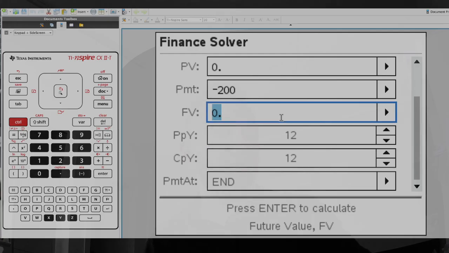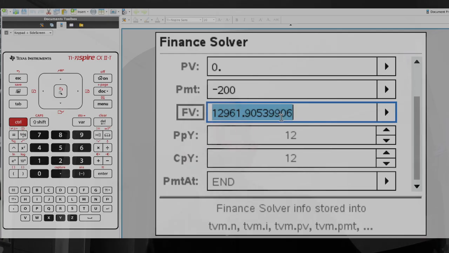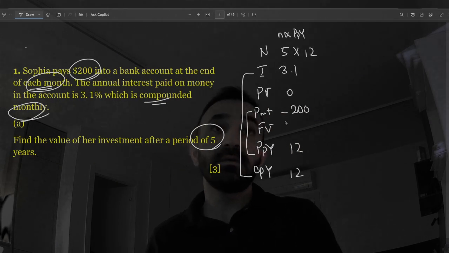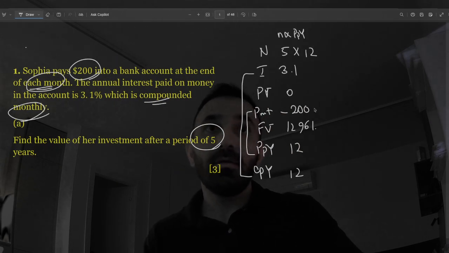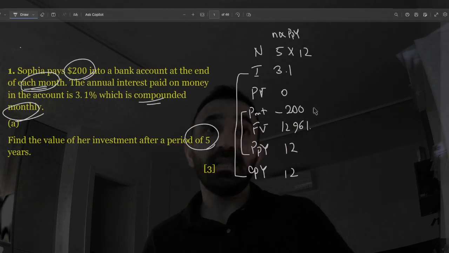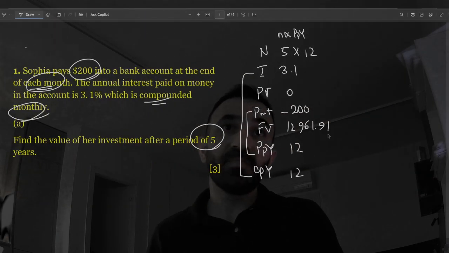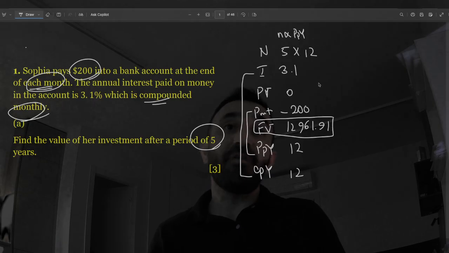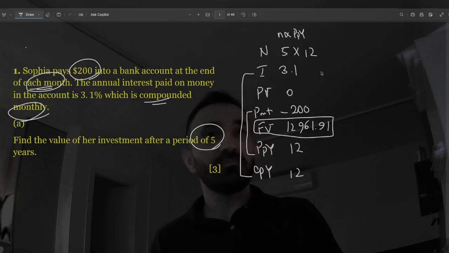So for future value, I'm going to press enter, and it gives 12,961.91. That is the value of Sophia's investment after 5 years. Okay, that's it. Finish.